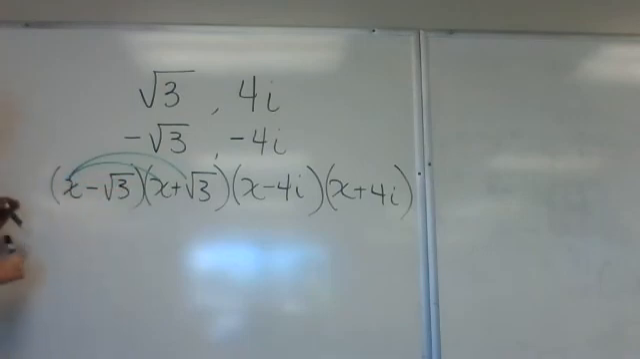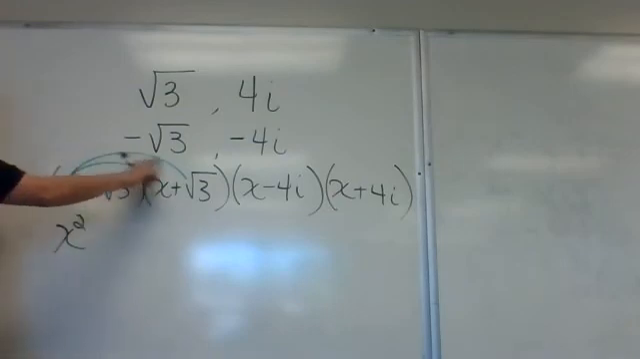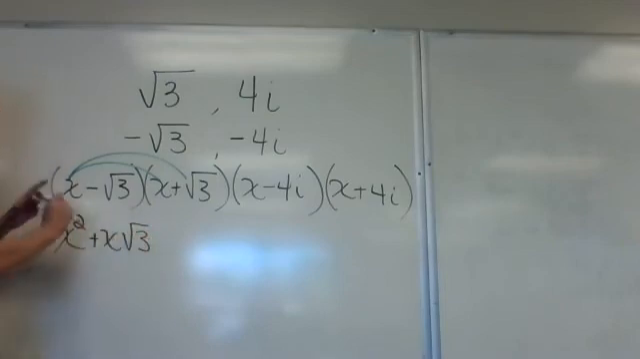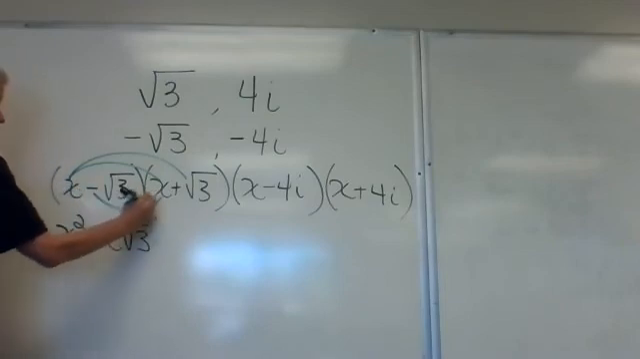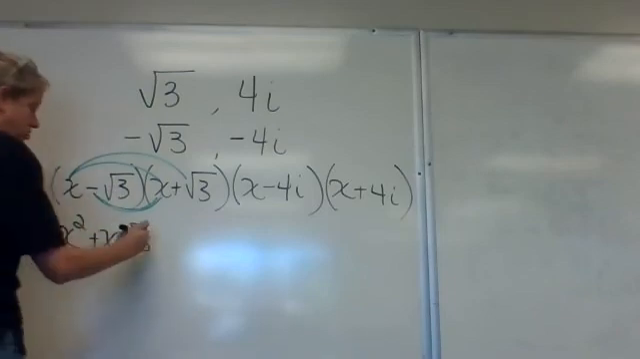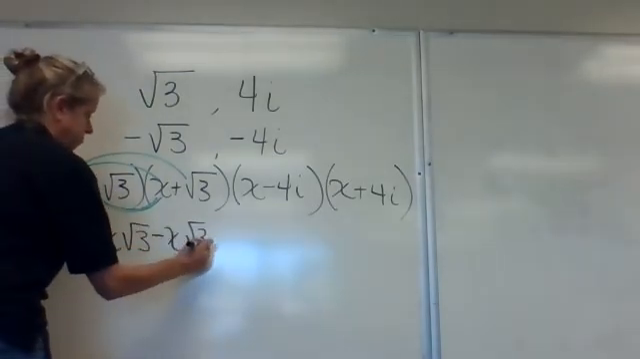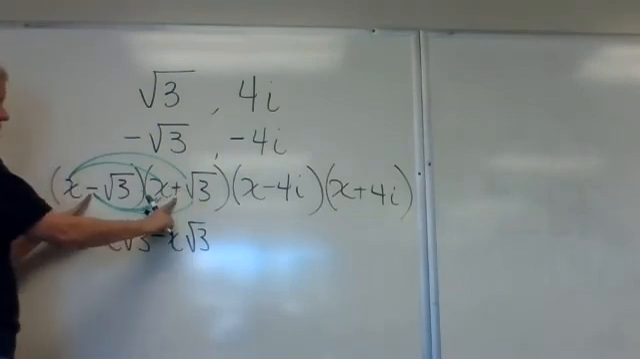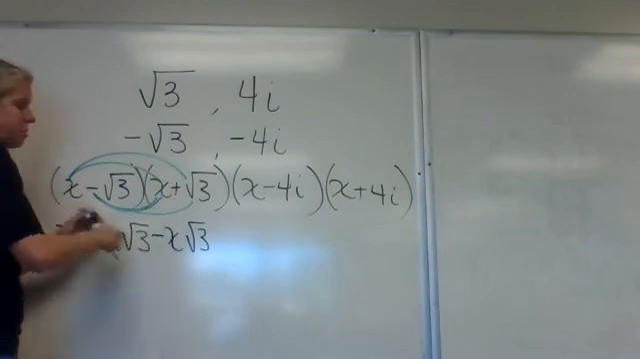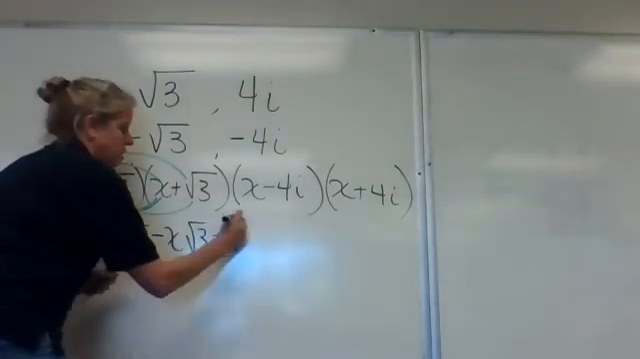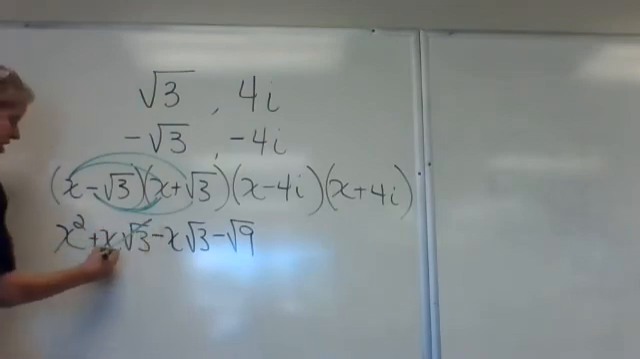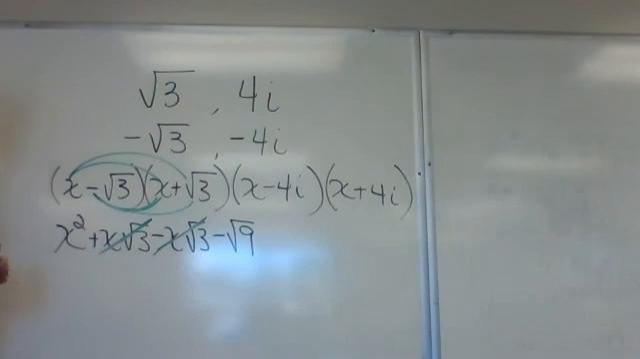X times x gives me x squared. X times the square root of 3 gives me +x square root of 3. But look what the next one is. The inner is -x square root of 3. And then the last, negative square root of 3 times positive square root of 3. So a negative times a positive gives me negative, and then the square root of 9. So, like I said, this one right here, the middle two terms cancel.